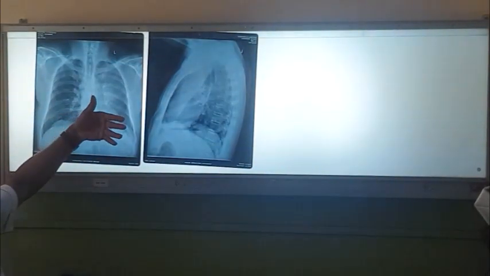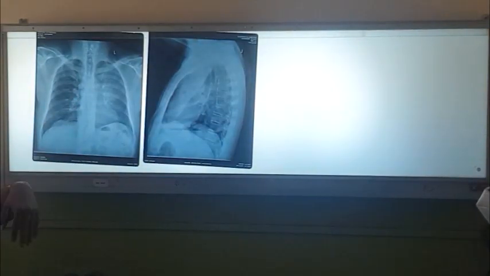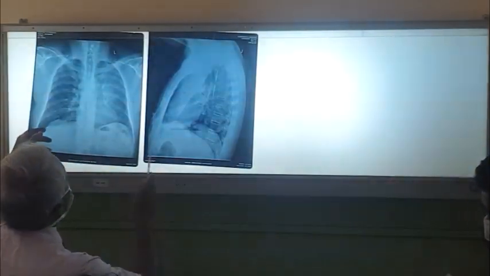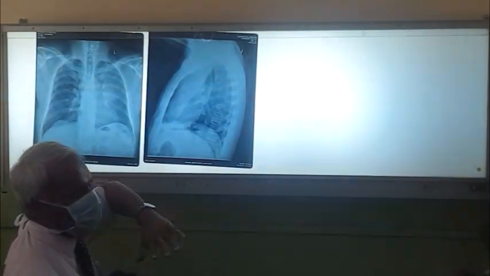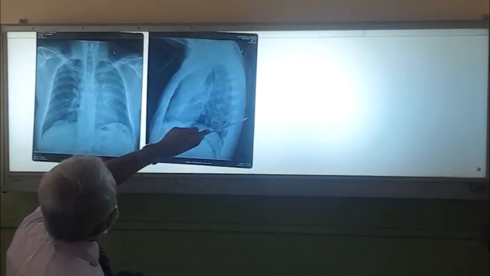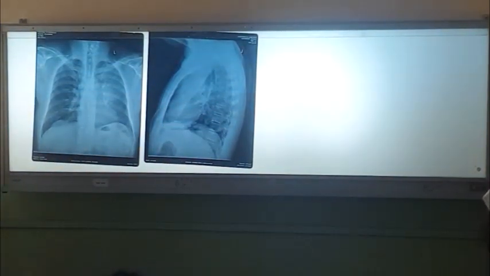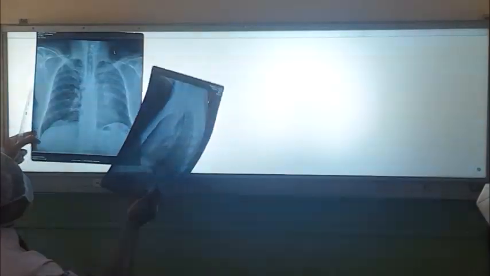This is the collapsed left upper lobe. This is called the whale sign. It's like a whale. Whale sign, right? Okay. Then what happens to the left lower lobe? When it collapses like this, right? And moves behind the heart. Okay, when the left lower lobe collapses, it goes like this. I'll show you some examples.